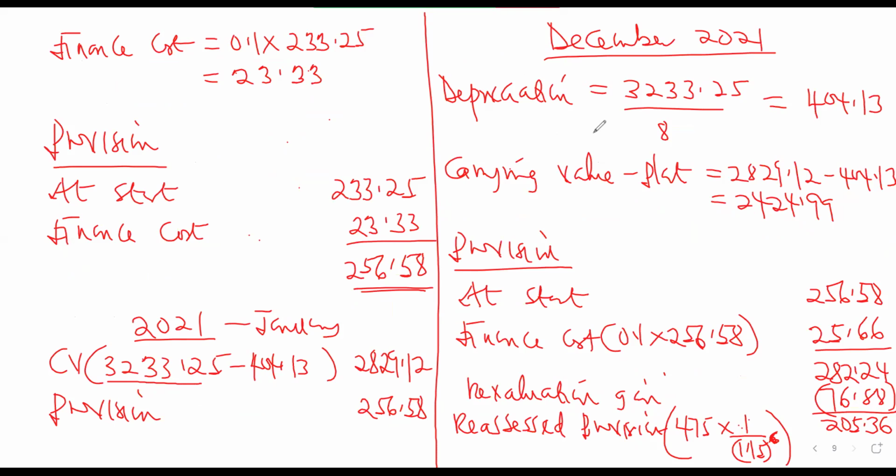Please take a look at this one again. If the entity is carrying the asset using a revaluation model, any decrease or increase in the provision will be treated as a revaluation gain or revaluation loss. But if they are carrying the asset at cost model, it means that the provision that we have added to the asset was higher than the actual provision. So this 76.88 will be subtracted from the provision the same way it will be subtracted from the value of the asset, or the carrying value of the asset.